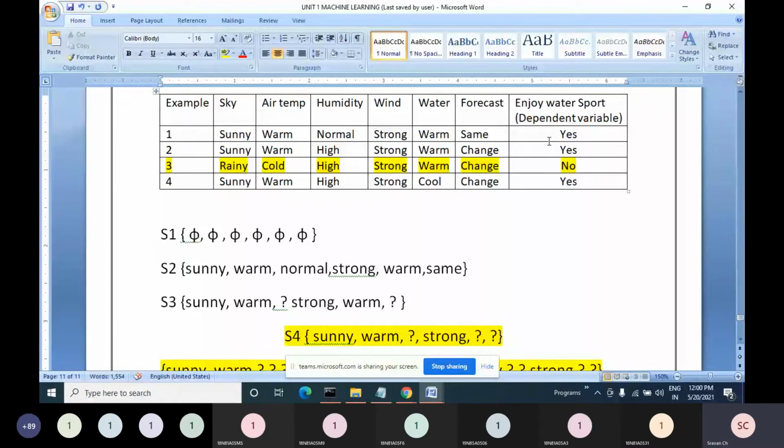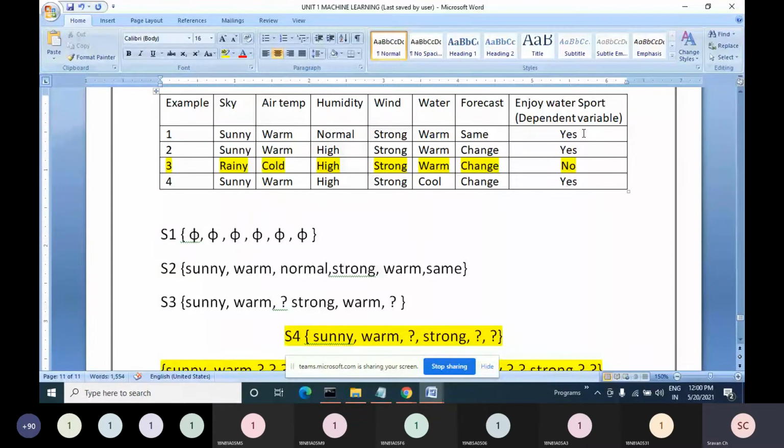Under which conditions he will go for water sport, under which conditions he will not go for water sport. Further, there are some examples available. So the first record says when the sky is sunny, when the air temperature is warm, when the humidity is normal, wind is strong, water is warm, and forecast is same, my friend will go for a water sport. So yes means positive example. Like that, I have 4 examples, in which 3 are positive examples, 1 is a negative example.